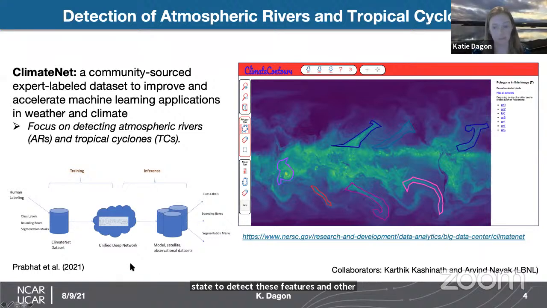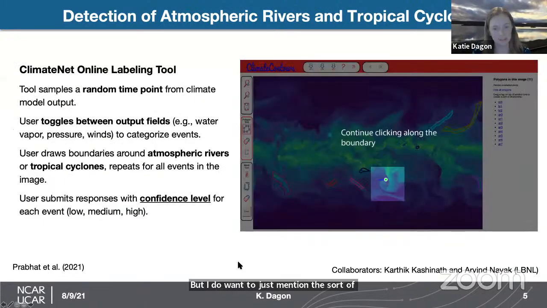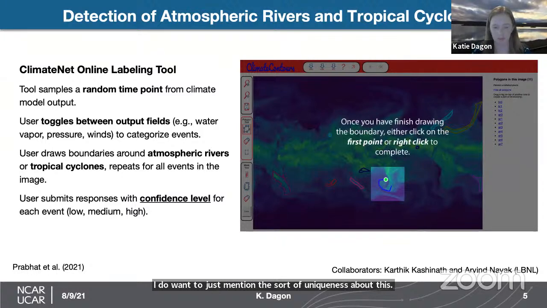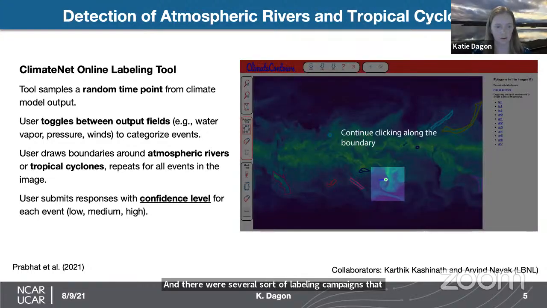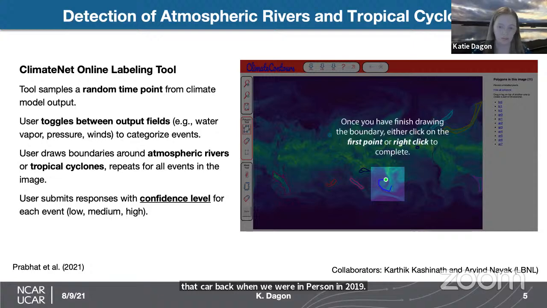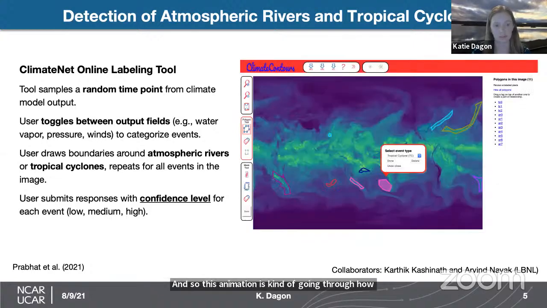And so if you're interested in the nitty-gritty details of the machine learning model, I would refer you to this recent paper, Prabhat et al., which talks in a lot more detail about the training and the architecture. But I do want to just mention the uniqueness of this data set in that it is based on expert labels. And there were several labeling campaigns that they held within the past couple of years. We held one at NCAR back when we were in person in 2019. And so this animation is going through how these expert labels are collected.